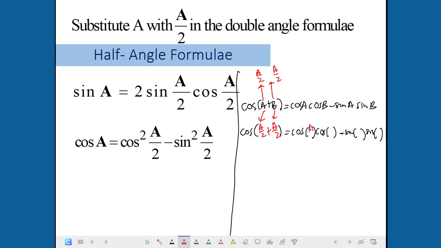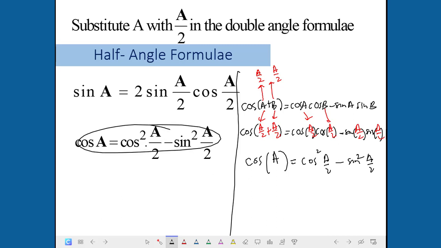We find cos A equals cos A over 2 times cos A over 2, so squared, minus sin A over 2 times sin A over 2, squared. So this one is the half angle formula for cos.